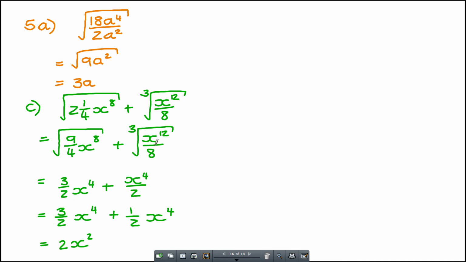Over here, cube root of this would give me x to the power of 4 over 2. And no, have a look. What's actually written in front of this x to the power of 4 is a 1. So can you see how I just wrote that as a half x to the power of 4? Does it make sense? Okay, because now it's easier to see that these are actually like terms. Have a look. So 3 over 2 plus a half would give me 2. And we said just now, variable stays the same. So 2, oh, sorry, not as x squared. Sorry, x to the power 4.